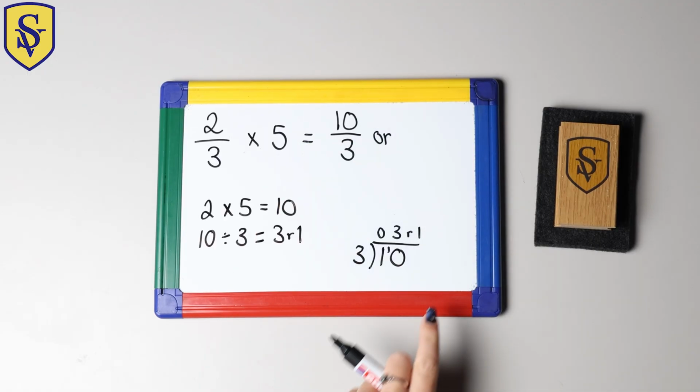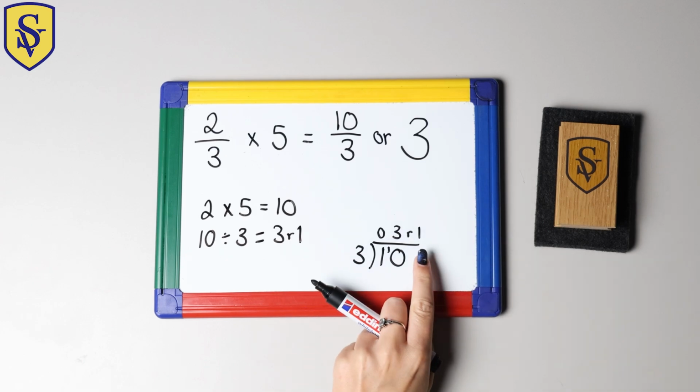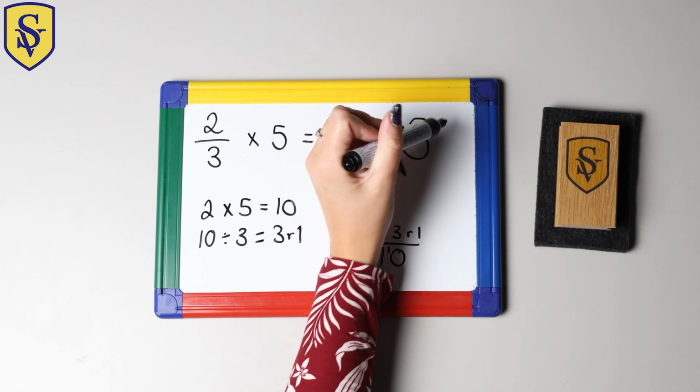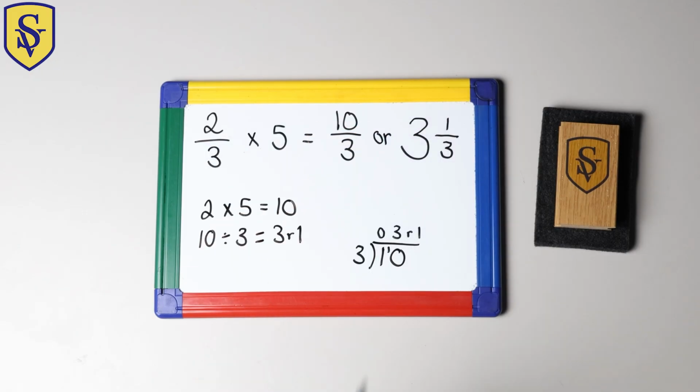Or you can use the answer here. So 3 is going to be the whole number, and then the remainder becomes a fraction. So 3 and 1/3, because we're going to keep the denominator the same. So 2/3 times 5 is 10/3, or 3 and 1/3.